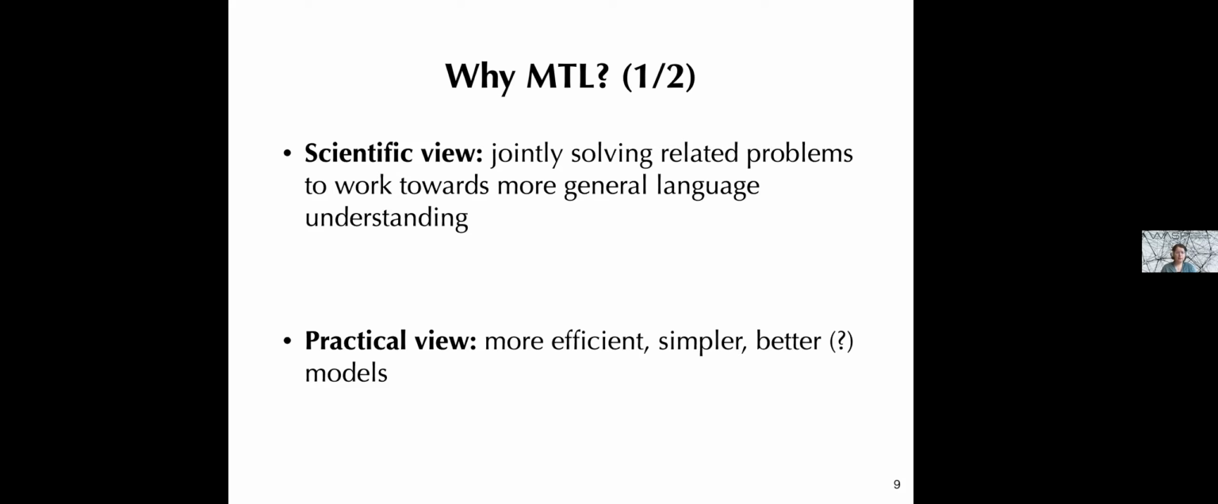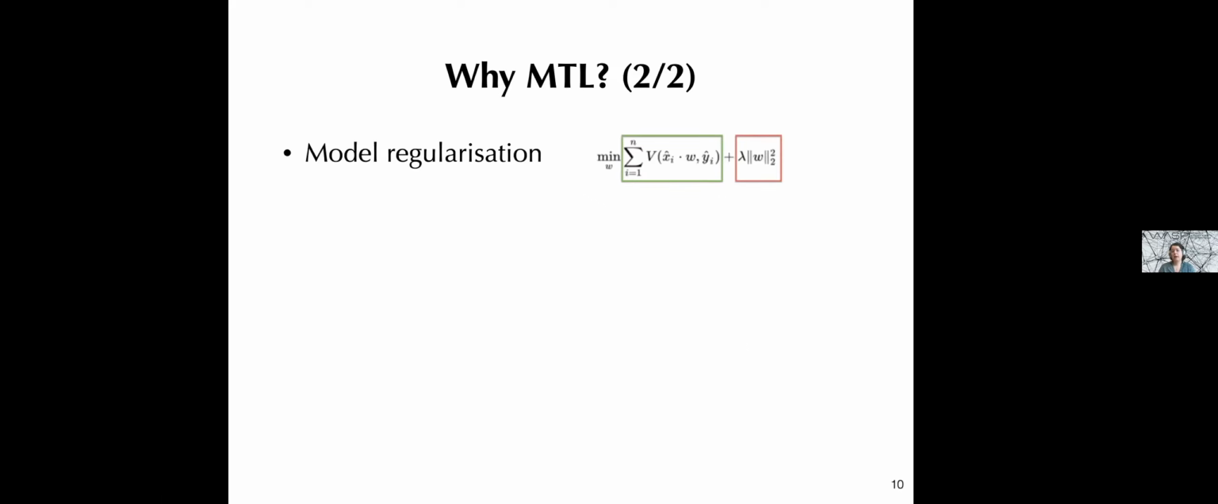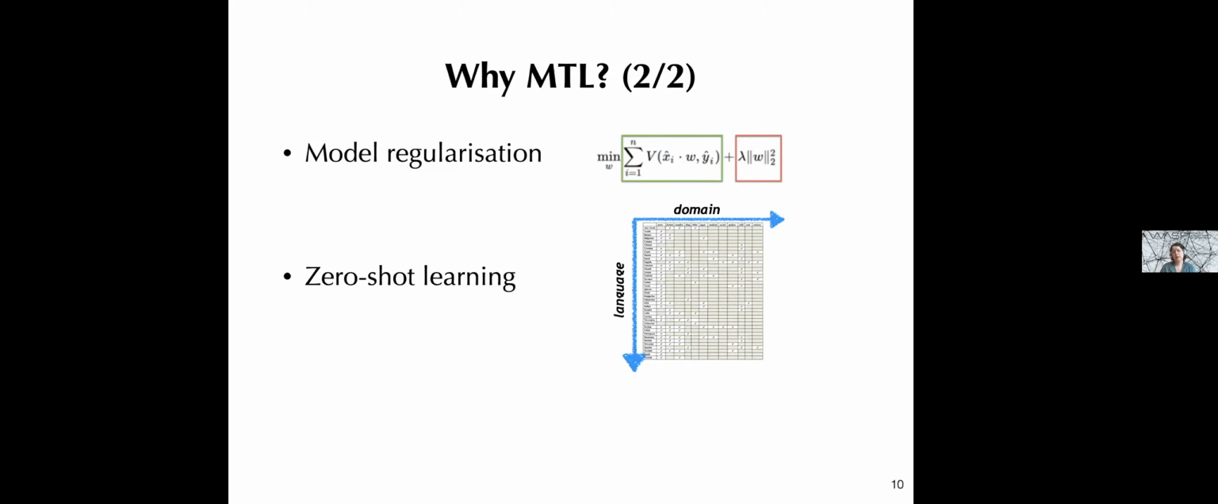And from a practical perspective, it's really more efficient learning, sometimes even simpler, or often also better modeling. So another perspective, perhaps a bit more detailed, is you can see this as a way of regularizing your models if you use auxiliary tasks, and in that way, using MTL to improve model accuracy. But you can also see this as enabling easier zero-shot or transfer learning.